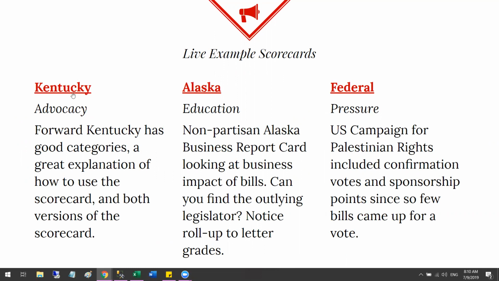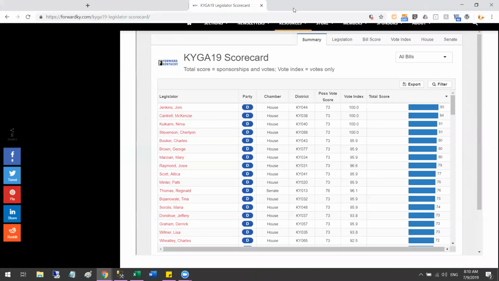So each one of these is a link that you can explore, and I gave you a little scavenger hunt of items in here so that you can look at the scorecards with a couple of different things in mind, as sort of the scorecard game. I hope you enjoy. So let's take a look at this Kentucky one as our first example.